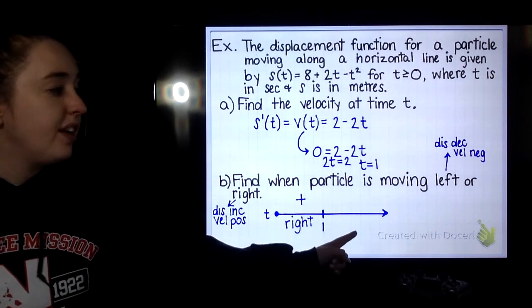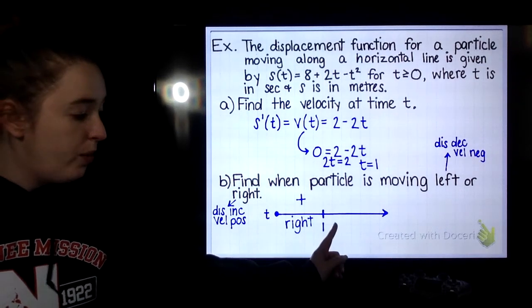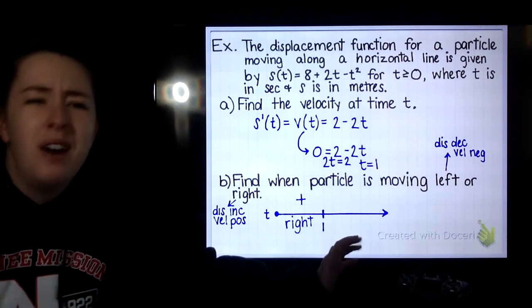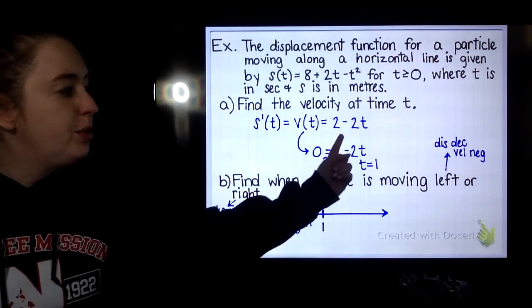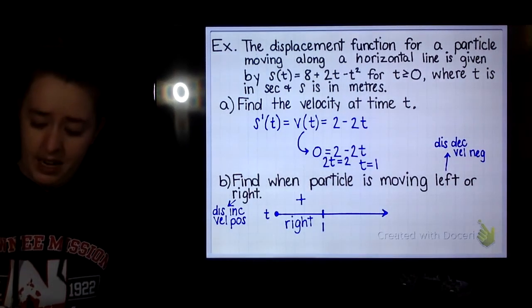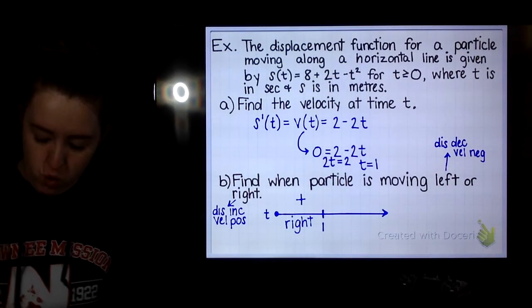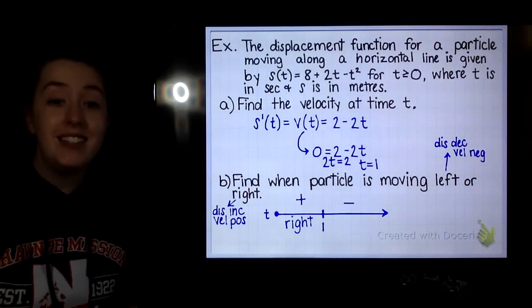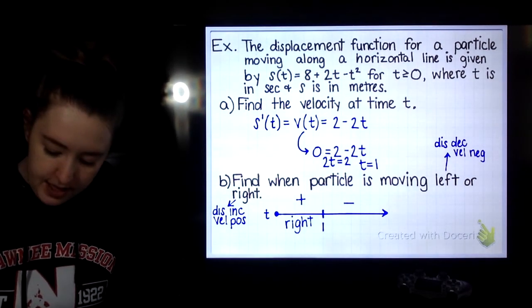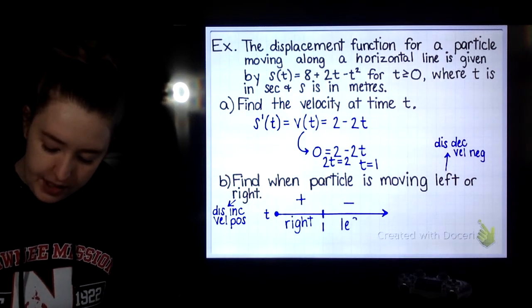And then we'll plug in something on the other side. So we can plug in 2, we can plug in 80. Let's do 100, okay? So 2 minus 2 times 100. 2 minus 200 is definitely a negative number. So since I have a negative velocity over on this side, that means that my particle is moving to the left during this time.